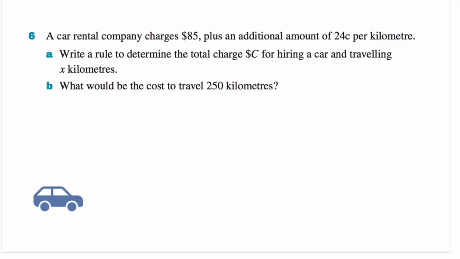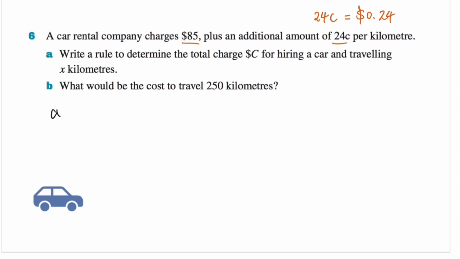Okay, question 6. A car rental company charges $85 plus an additional amount. So here, let's remind ourselves that the $85 is the fixed charge. It's the constant in the function. And plus an additional amount of 24 cents per kilometer. 24 cents and $85, they have different units. So we need to be very careful here. First thing first, we actually need to convert 24 cents into dollars. So we can just write this down quickly to remind ourselves that we need to make sure the units are consistent.